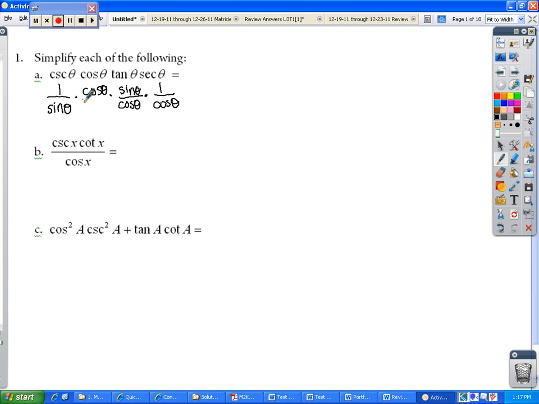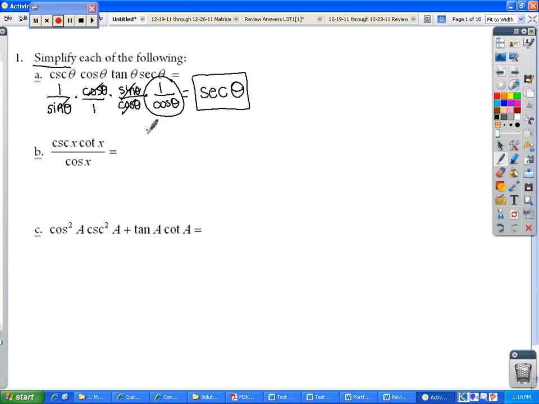So notice that I have a cosine here. This is really cosine over 1. So cosine's on the top and bottom, I can cross it out. Sine is on the bottom and top, I can cross that out. So really all I'm left with is 1 over cosine. And 1 over cosine is the same thing as secant. So my answer for this one is just secant theta. If you left it like this, it's really not proper form because you don't want to have fractions when you simplify. You want to try to just give it as a single function or combination of functions.